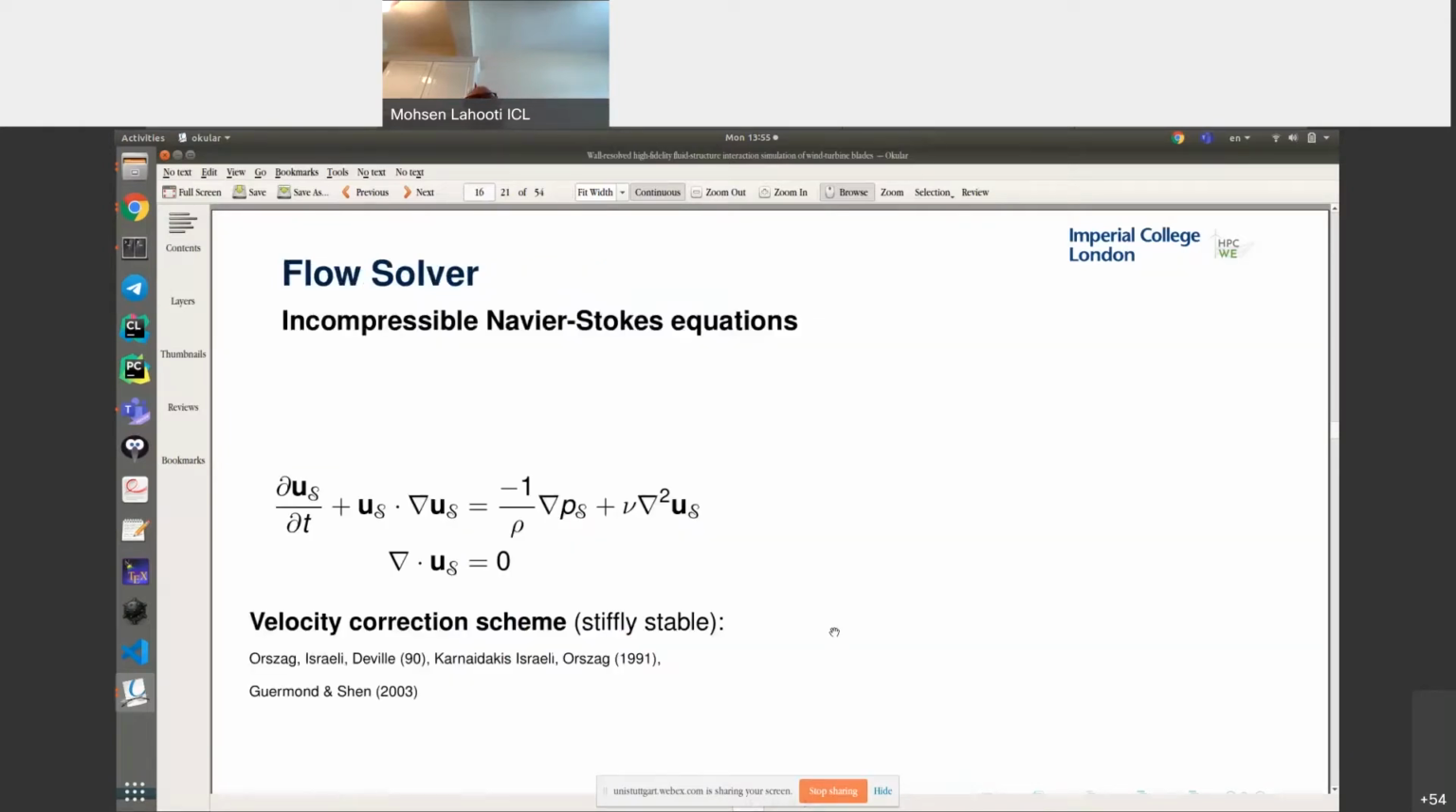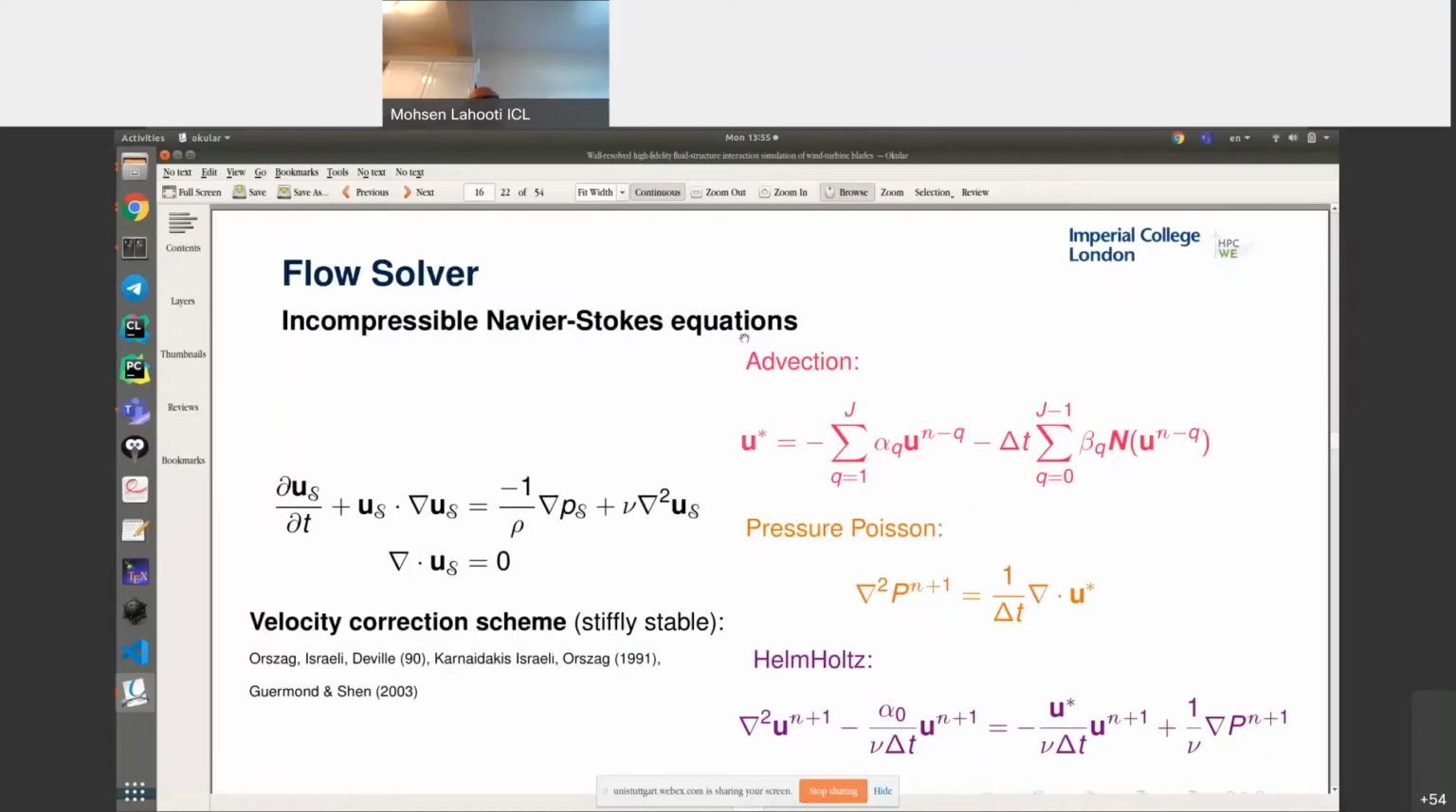For the flow solver, we're solving the incompressible Navier-Stokes equations. The subscript S for the velocities is to emphasize that the Navier-Stokes equations are solved for each strip separately. And we're using the velocity correction scheme, known as stiffly stable, where the advection terms are treated explicitly, followed by the pressure Poisson equation and then the Helmholtz equation to advance the velocity to the next step and enforce the divergence-free criterion of the incompressible flow.